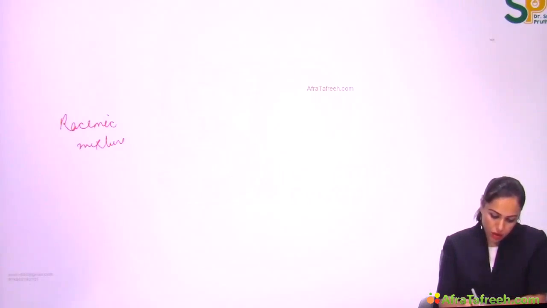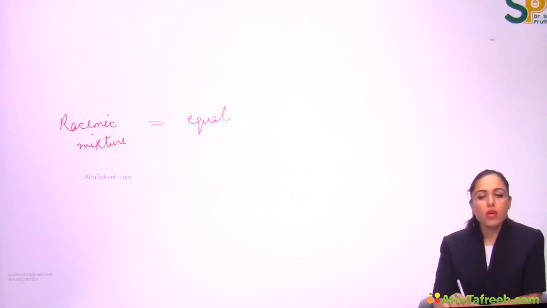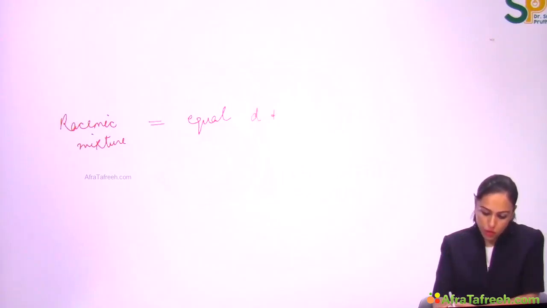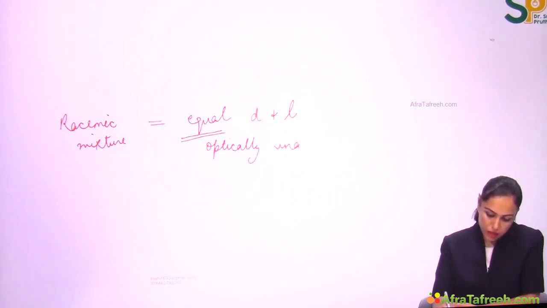Now what is a racemic mixture? A racemic mixture is equal small d and small l present. I'm writing the word equal. Do not use the word both. The better word is equal here. Equal small d and small l present in a solution, that is a racemic mixture. Now because it is equal, that's why a racemic mixture is optically inactive.